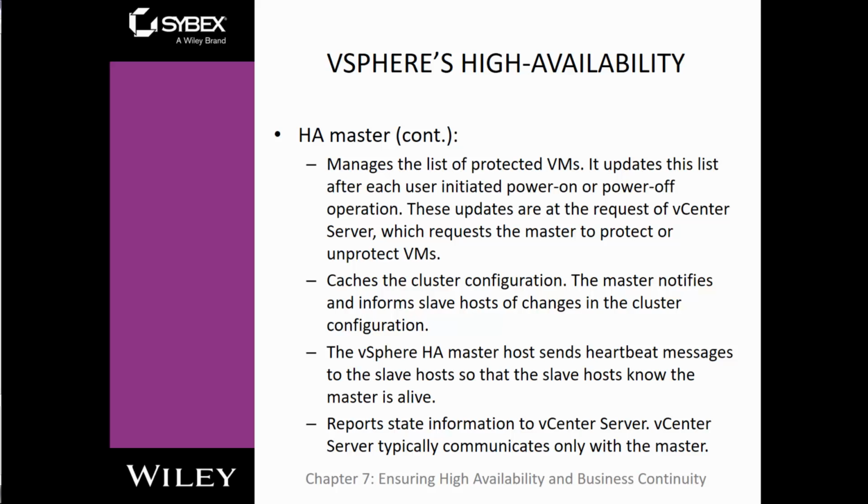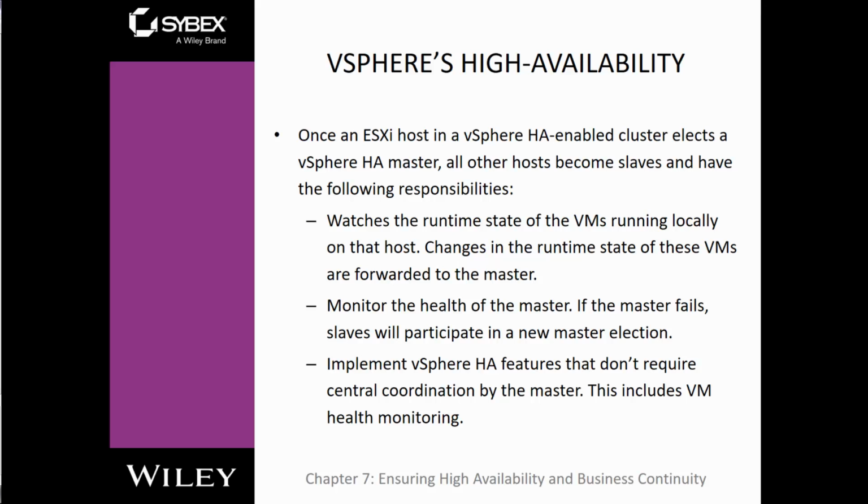So I kind of already spoiled this next slide, which is that the high availability enabled cluster will elect a master. If the master that they did elect is no longer responsive, they redo the election. All hosts become a slave, and the slave's responsibilities are to watch the runtime states of the VMs running locally, to monitor the health of the master, and to implement the vSphere high availability features that don't require central coordination, such as the health monitoring of the VMs.